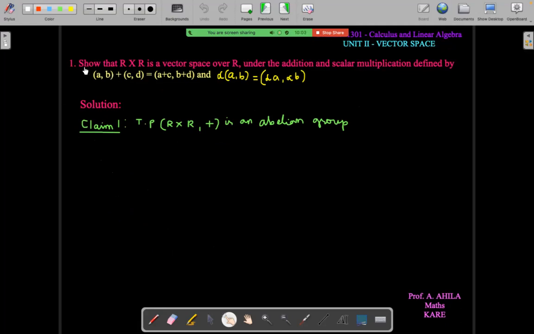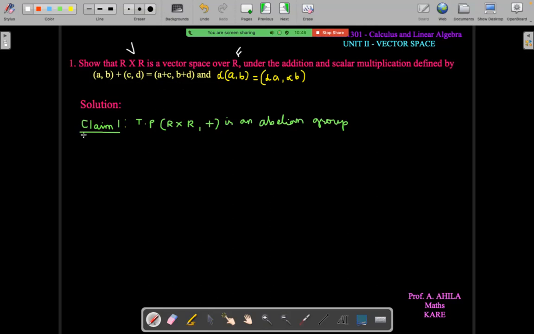Now first problem: show that R cross R is a vector space over R under the addition and scalar multiplication defined by (a, b) plus (c, d) equal to (a plus c, b plus d) and alpha into (a, b) equal to (alpha a, alpha b). So by this addition and scalar multiplication, we need to prove this vector space R cross R is a vector space over the field R. So here R cross R is our vector space V and this R is our field capital F.